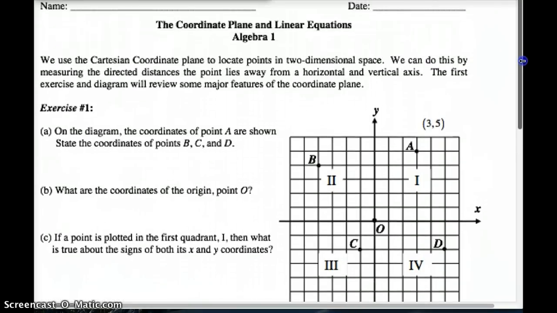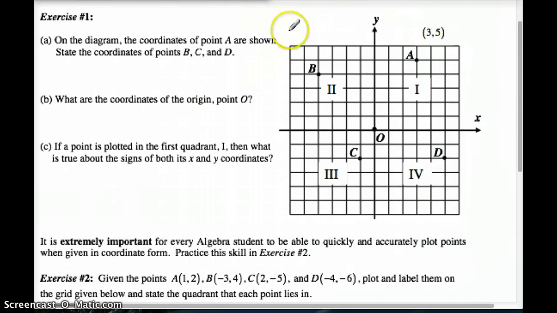Okay, today we're going to be talking about the coordinate plane and linear equations. You should be on page 1 of your note packet. So we're going to just review the coordinate plane for a minute. We have what's called the x-axis and we have the y-axis.